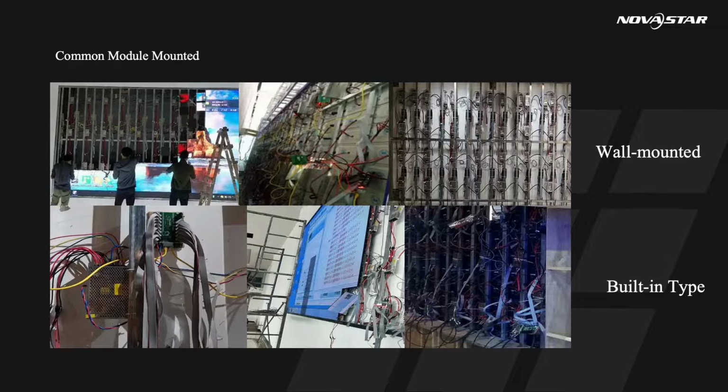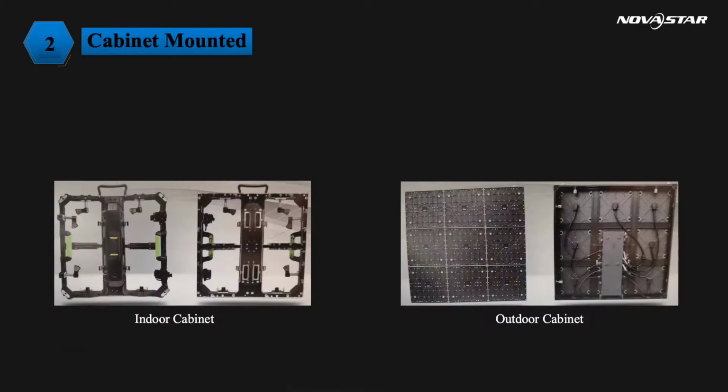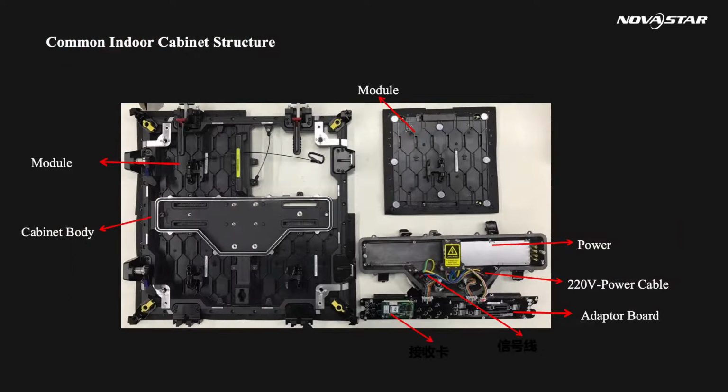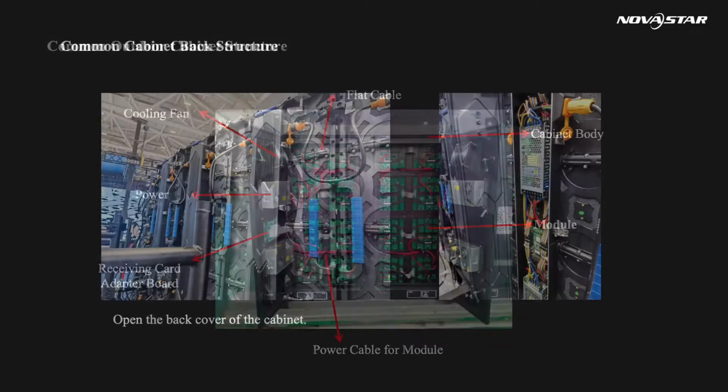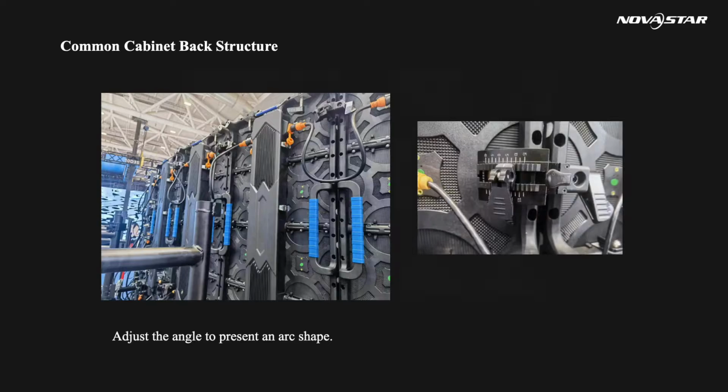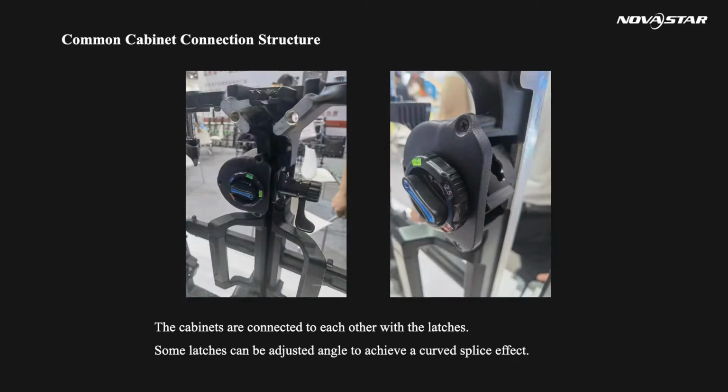Well, in terms of cabinet mounted, the LED manufacturer uses the die casting aluminum cabinet to assemble modules and sell it as a whole. Let's take a look at what components the indoor cabinet has. Well, here are the components of indoor cabinets. And here is the back structure. For some panels, we can adjust the angle to present an arc shape. The cabinets are connected to each other with latches. Some latches can be adjusted in angle to achieve a curved splice effect.